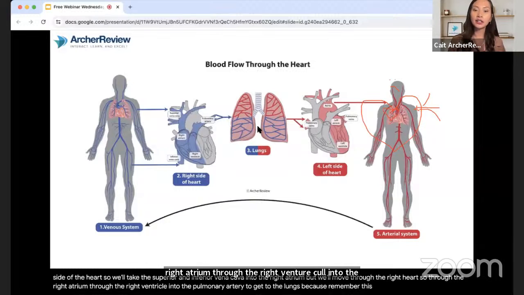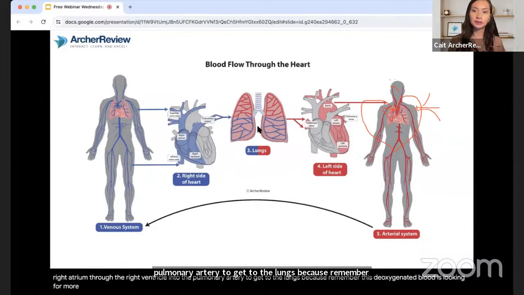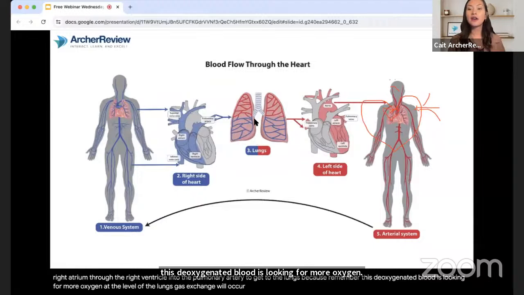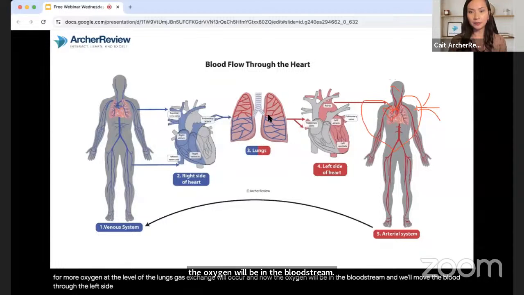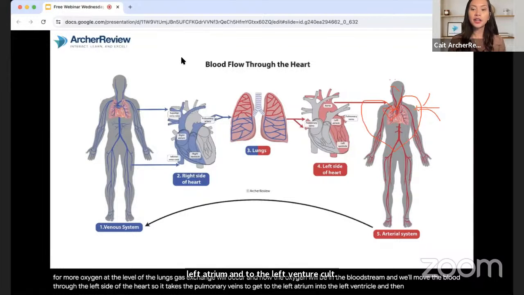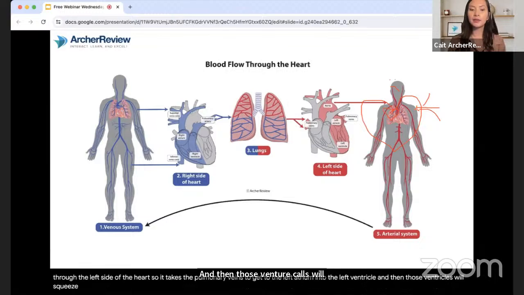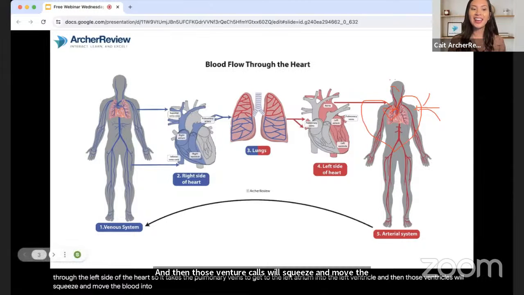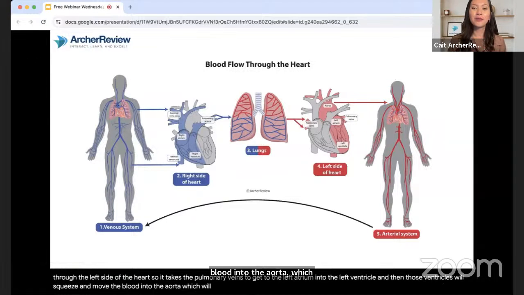Because remember, this deoxygenated blood is looking for more oxygen. At the level of the lungs, gas exchange will occur. And now the oxygen will be in the bloodstream. It will move the blood through the left side of the heart. So it takes the pulmonary veins to get to the left atrium, into the left ventricle. And then those ventricles will squeeze and move the blood into the aorta, which will then circulate that blood throughout the body.